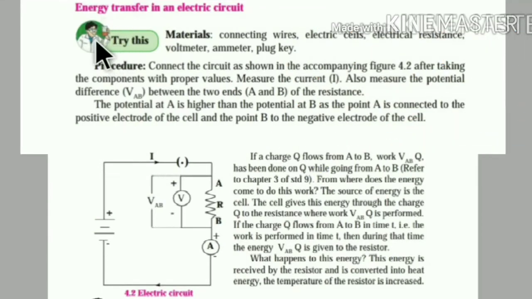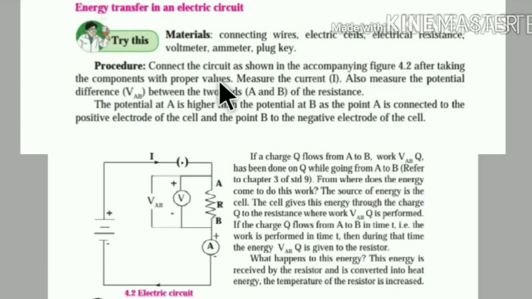Let us study the first point, that is energy transfer in an electric circuit. Because of this energy transfer in this electric circuit, there is production of heat, and hence by this circuit we are studying about Joule's law of heating.